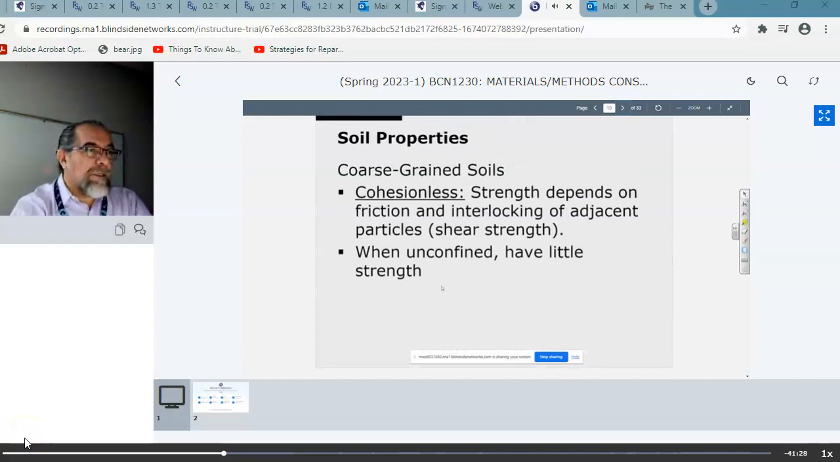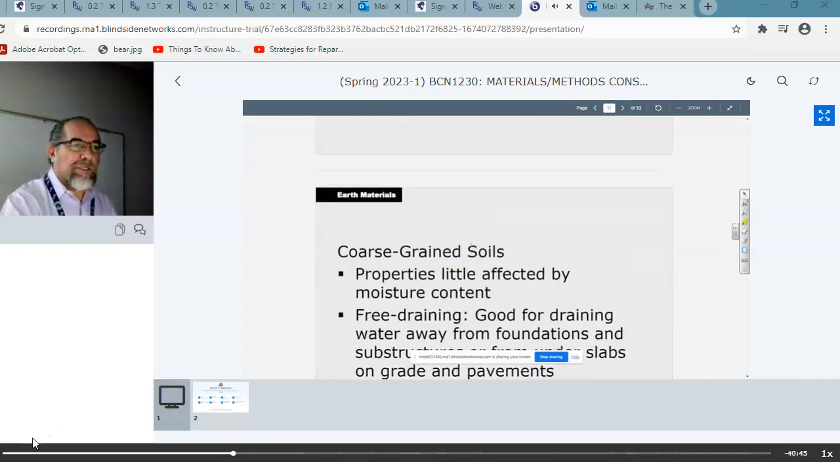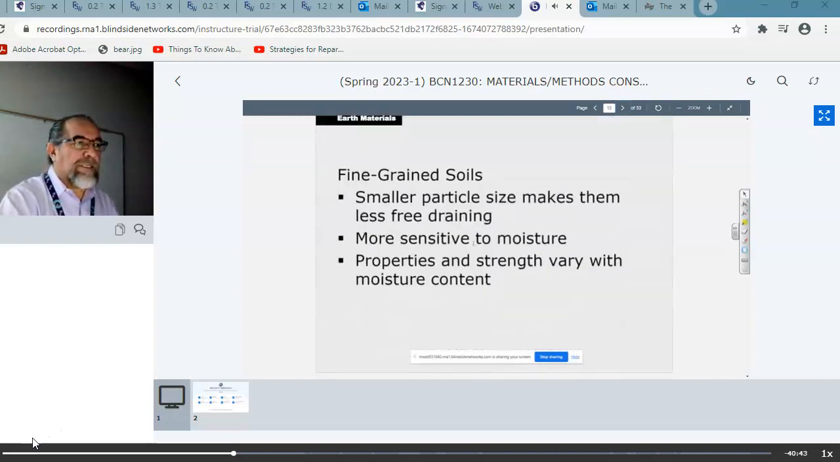Okay, so that actually answers number 3. Also, properties are little affected by moisture content. They're free draining, good for draining water away from foundations and structures under slabs. I heard that twice.